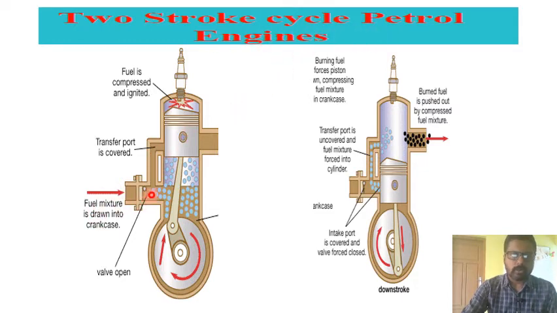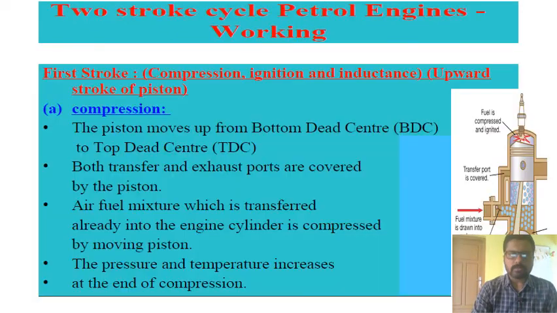One is inlet port, this is transfer port, this is exhaust port. There are no valves at all, valves illa, but these ports are opened and closed by the position of the piston. Piston പൊസിഷൻ കൊണ്ടാണ് ഇത് ക്ലോസ് ചെയ്യുകയും ഓപ്പൺ ചെയ്യുകയും ചെയ്യുന്നത്. ഓക്കെ, now let us see what is happening inside two-stroke cycle petrol engine, the working.